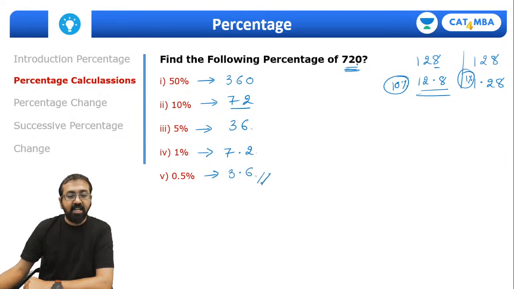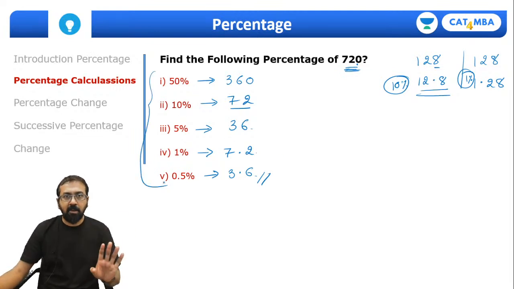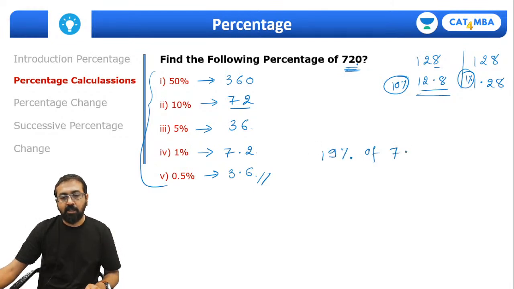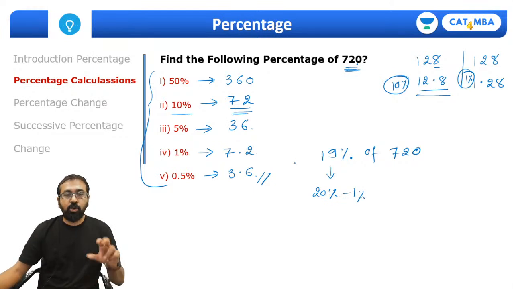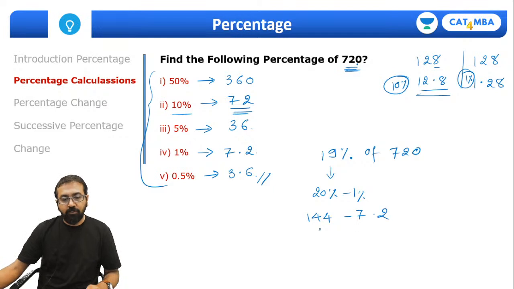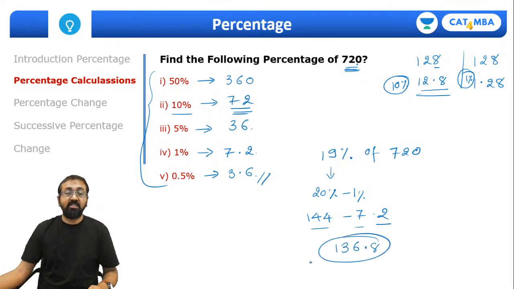Very simple, right? So guys, what I'm trying to tell you is finding this percentage of any number is very simple. Now let's look at that question once again. What is 19% of 720? If you want to find out 19% of 720, you can think of 19% as 20% minus 1%. Now what is 10%? 10% is 72. So what is 20%? Double of that. It will come out to be 144 minus 1%. It is 7.2. So 144 minus 7, it's 137. Again 137 minus 0.2, it's 136.8. See how easily we got the answer.